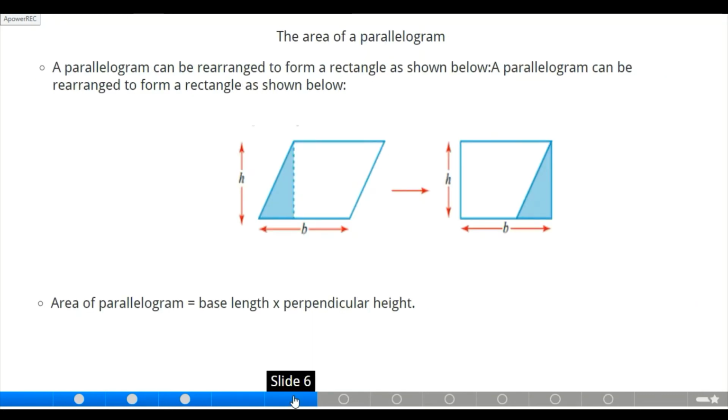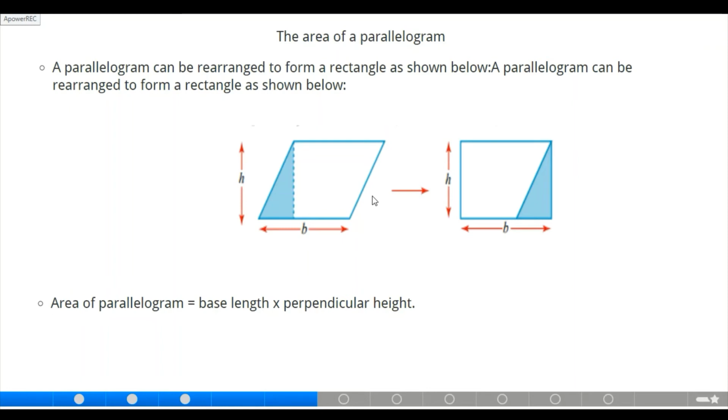Now, we want to look at the area of a parallelogram. A parallelogram can be rearranged to form a rectangle as shown below. Now, let's look at it. Okay, so if we sketch a parallelogram, we can actually bring out a rectangle from it. Okay, by the time we draw a vertex in between, then we can have it in the form of a rectangle. So a parallelogram can be arranged to form a rectangle as shown below. We made mention of that before.